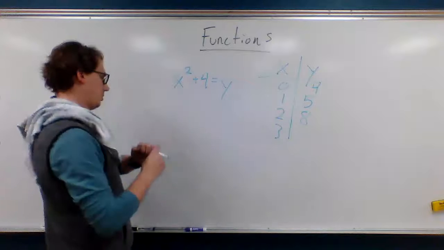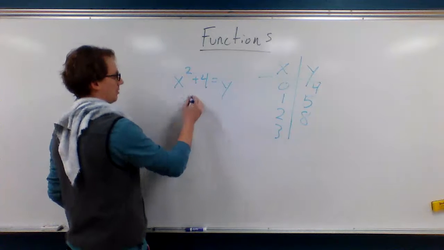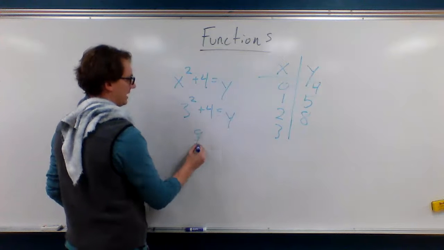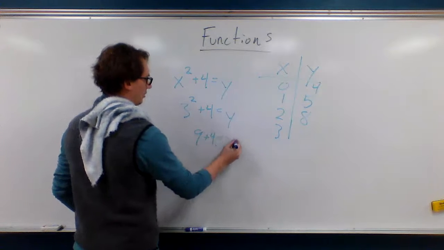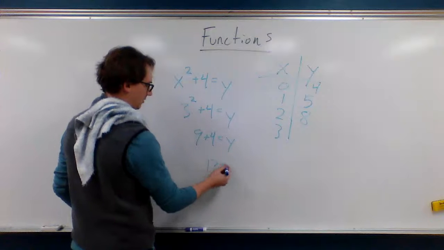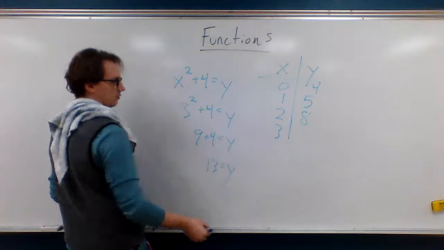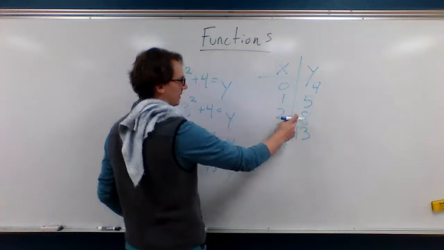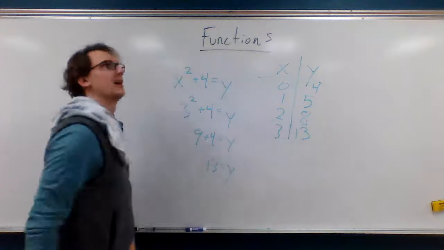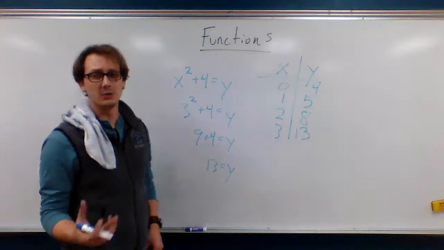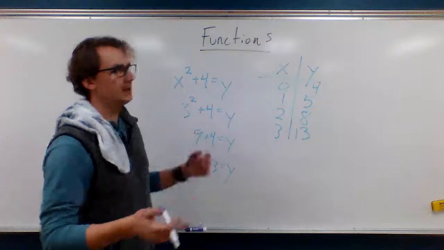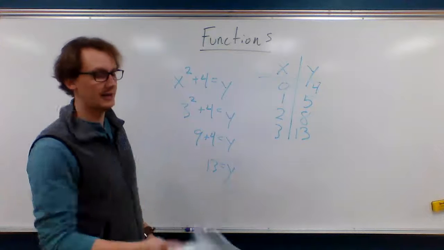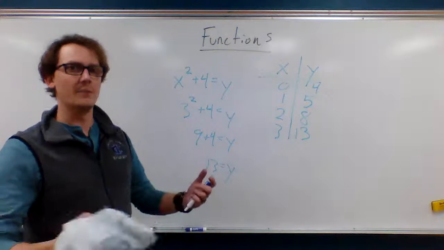Let's do 3. 3 squared is 9, plus 4. 9 plus 4 is 13. 13 equals y, so my output here is 13. So an increase of 1, an increase of 3, an increase of 5. And again, there is a pattern there, but I don't want you to rely on that because it can be a little bit messy, and it's really easy for me to mess with this to make it even harder to find. So do the math.